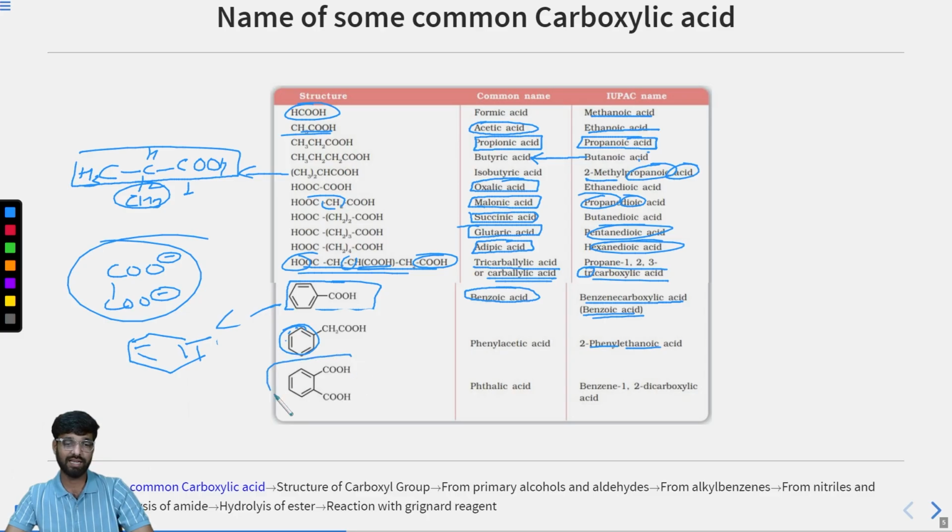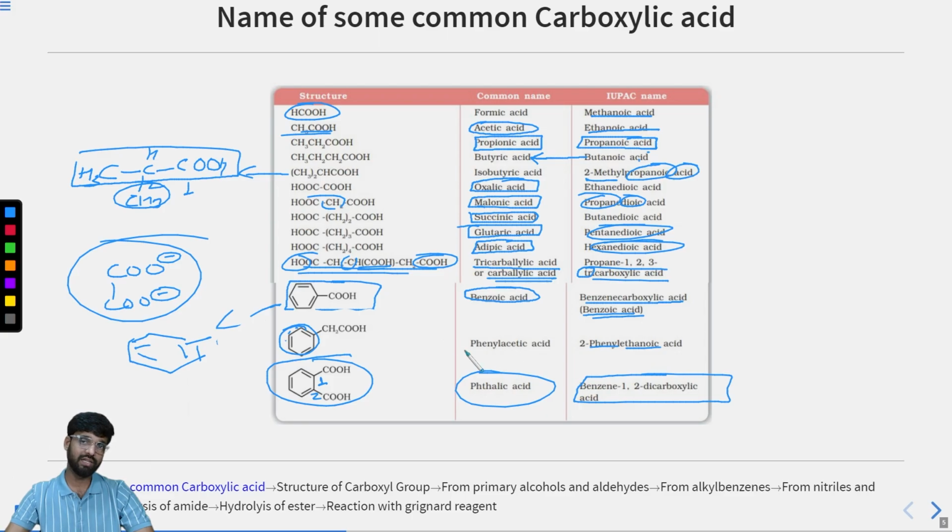Then this is called phthalic acid. We have 2 consecutive carboxylic acids on 2 positions, or we can call it benzene 1,2 dicarboxylic acid. Suppose it is 1, then it would be 2. So benzene 1,2 dicarboxylic acid. Okay, clear? So these are the names of some carboxylic acids.